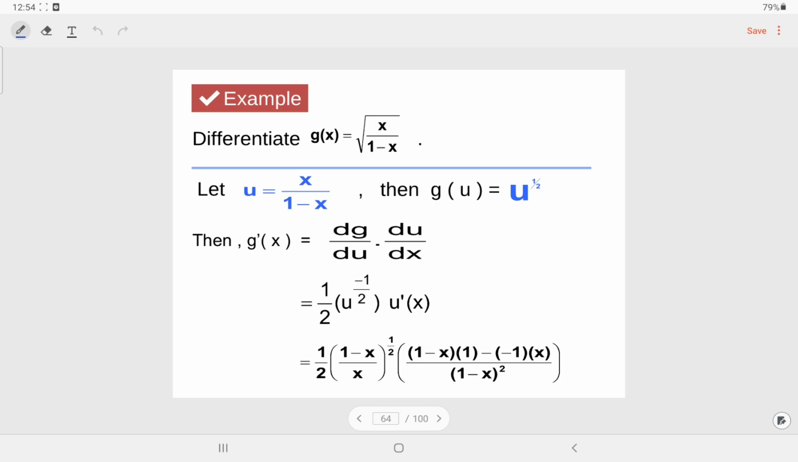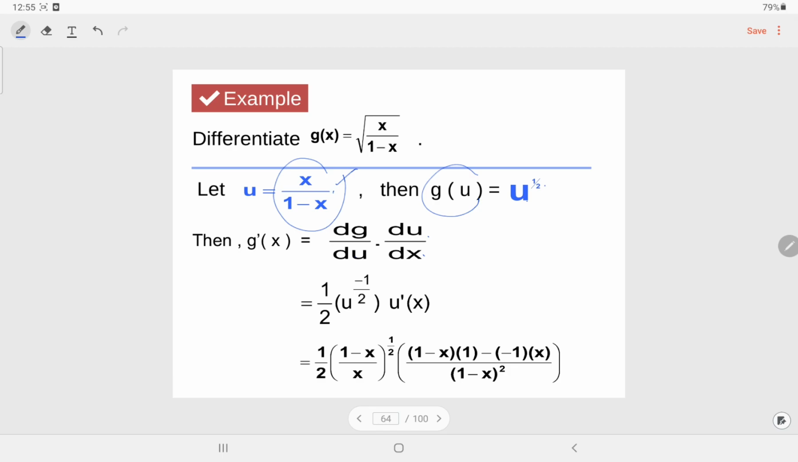Okay, differentiate g(x) equal to the square root of x over (1 minus x). So here we let u equal to this one, and then g(u) equal to u to the power of 1 over 2. Okay, the square root is equal to the power of 1 over 2. So dg over du times du over dx, this one is dg over du. Okay, differentiate this one, and then times du over dx.